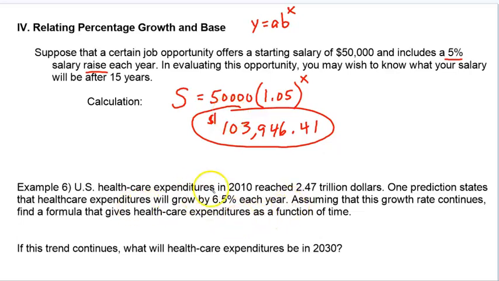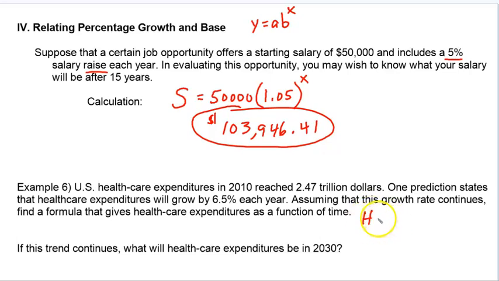Okay, we have healthcare expenditures in 2010. We're told that they reached almost $2.5 trillion. There's a prediction out there that states that going forward from 2010, expenditures will grow by 6.5% each year. Assuming this growth rate continues, let's get a formula that gives healthcare expenditures as a function of time.